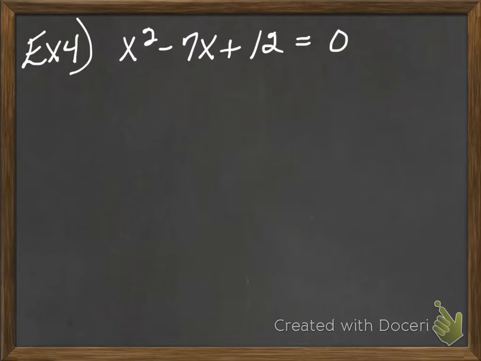X squared minus 7x plus 12 is equal to 0. The good thing is that there's already a 0 on one side. The bad thing is that the opposite side is not factored. We're going to solve once we factor, but we have to factor first. So is there a GCF between x squared, 7x, and 12? Okay, if it's just 1, then it's not going to do anything if you factor out a 1. It won't change the problem at all.